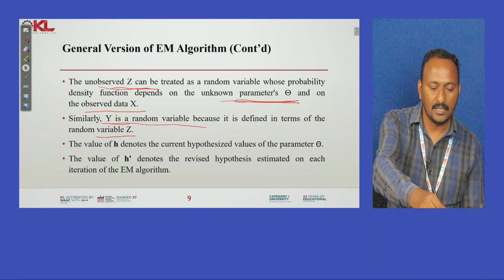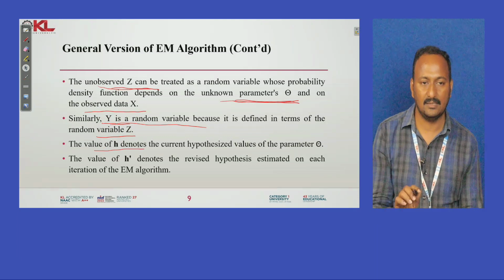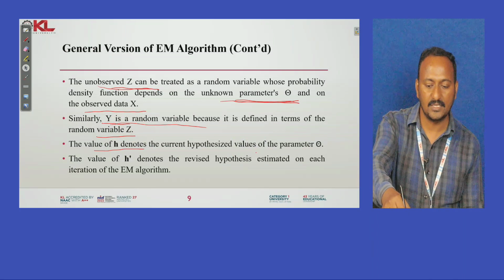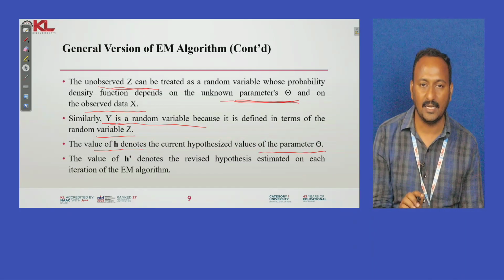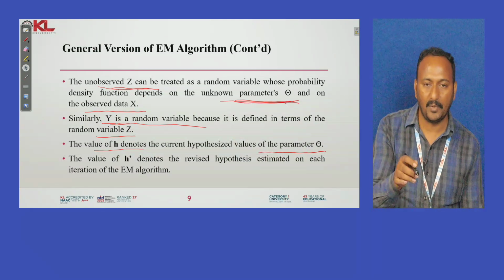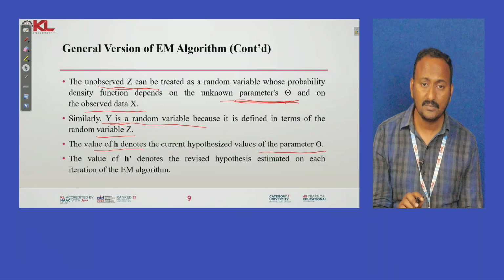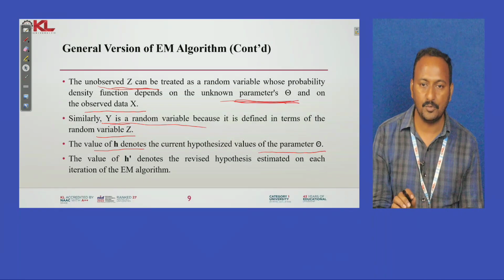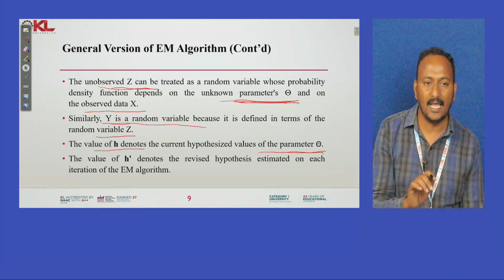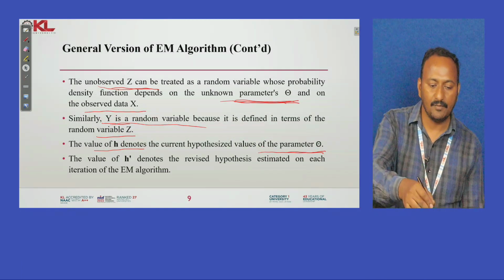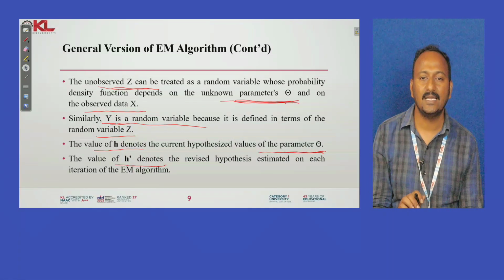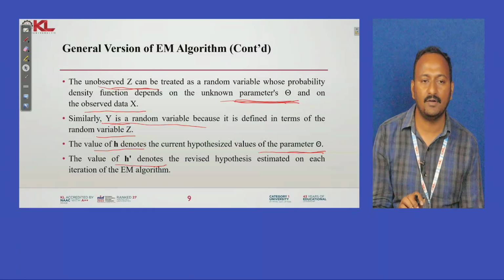Coming to the value of h, here h denotes the current hypothesis. The value of this particular hypothesis is the values of our parameter theta. Just now we took theta as the unknown parameter, so theta contains the mean values of the distributions. Here those sets of mean values are considered as our hypothesis. The value of h bar denotes the revised hypothesis estimated on each iteration of our EM algorithm.